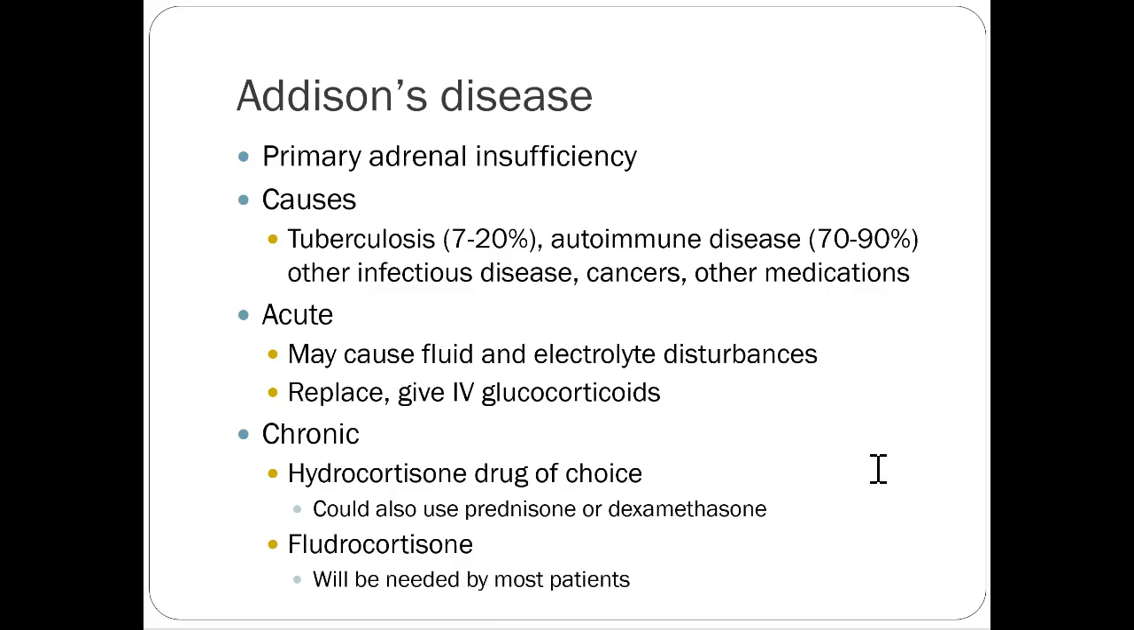Acute, usually you're looking at fluid and electrolyte disturbances. You can replace those. You can give IV glucocorticoids. So hydrocortisone is going to be your drug of choice. Remember, it's a 1-to-1, so it's replacing the endogenous cortisone directly.